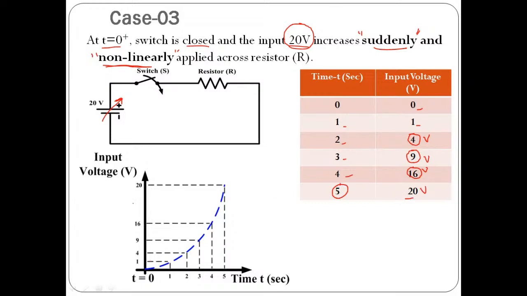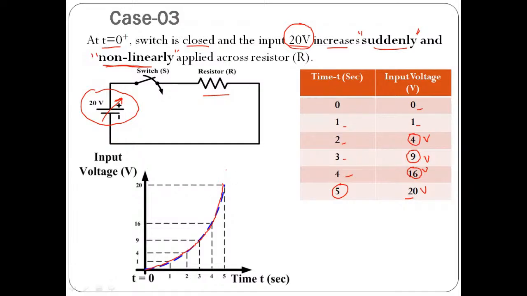So if you see the variation of input with respect to time, the graph is something like this. See, it is something like this. So this is another way of providing this 20 volt as an input to the resistor. The thing is that at t equals to 0 plus, we close the switch and we increase the value of input voltage suddenly and non-linearly. So we will get the variation of input with respect to time like this. This will be case number 3.